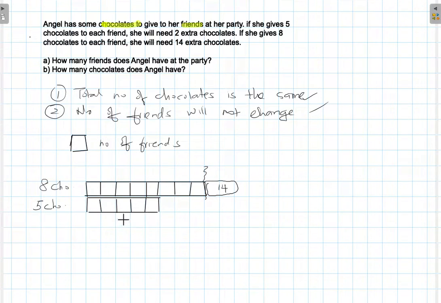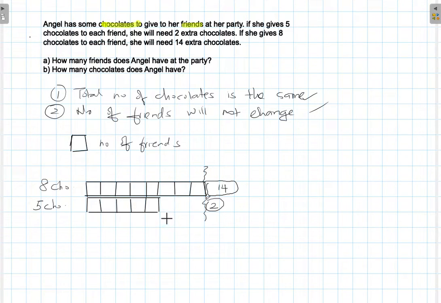And then I know that what? I will need 2 extra, not I will have 2 extra, sorry. I will need 2 extra. So this one is also lacking, correct or not? But this time I will need 2 extra. Okay?